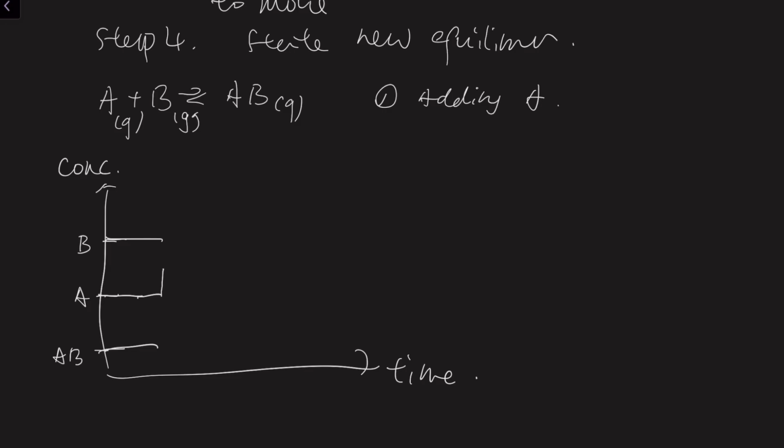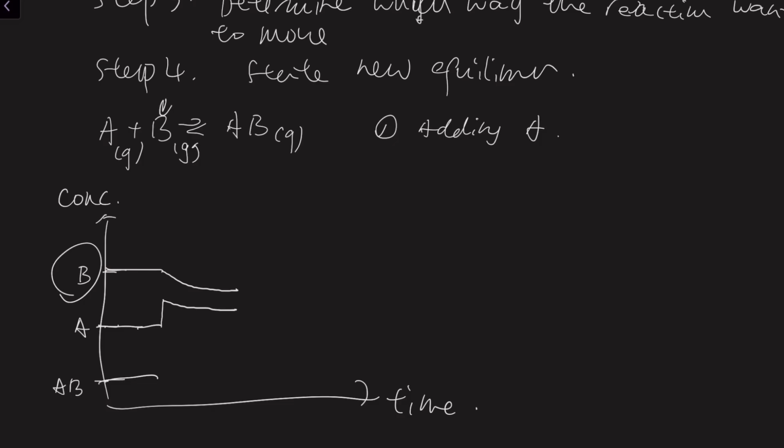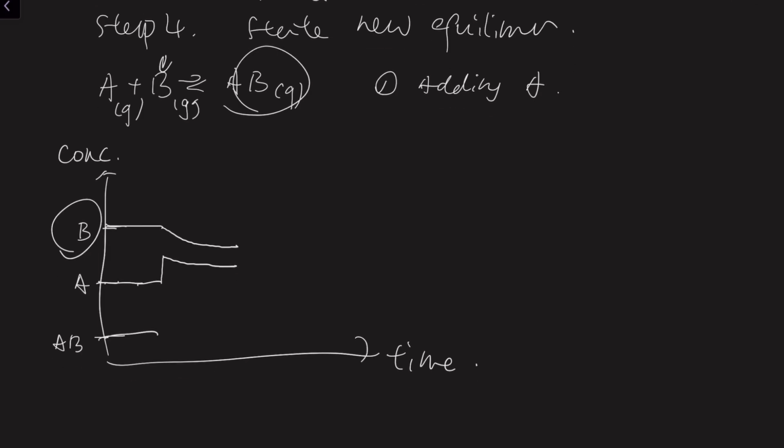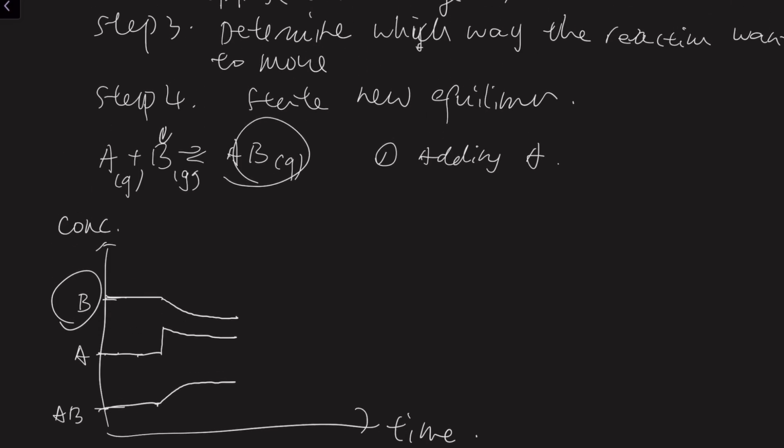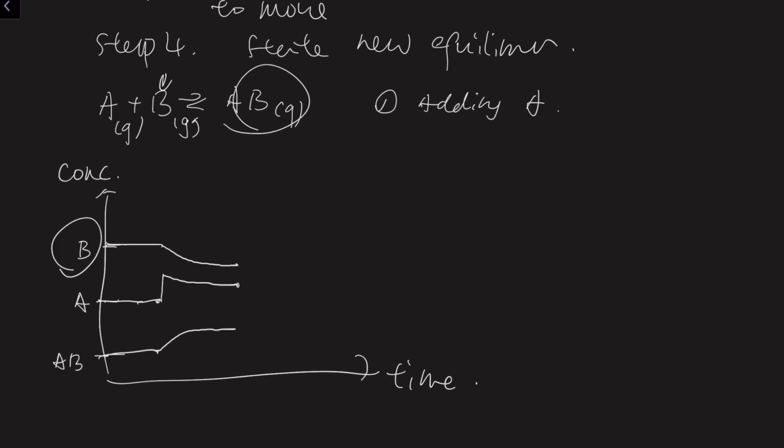And we know that the system wants to partially oppose this addition of A by favoring the forward reaction. So use some of A, use some of B to produce more AB. So the concentration of A decreases, concentration of B decreases. Why does the concentration of B decrease? Well, you must consume some B when you are making AB, when you are making the product. And the concentration of AB increases. And note that the concentration of A is still higher than the original equilibrium, since we are partially opposing the change.